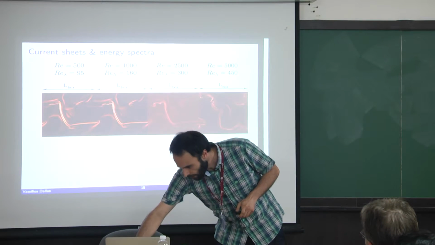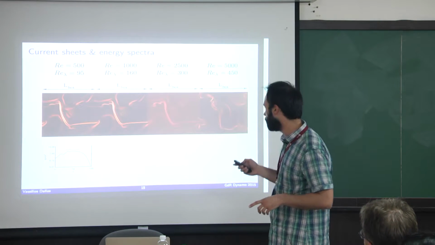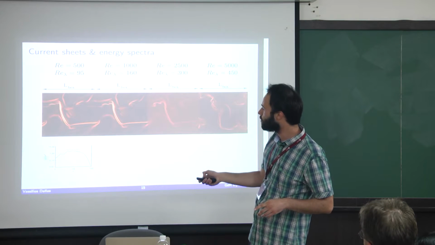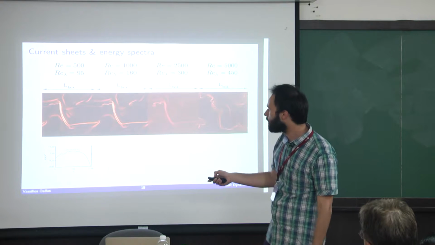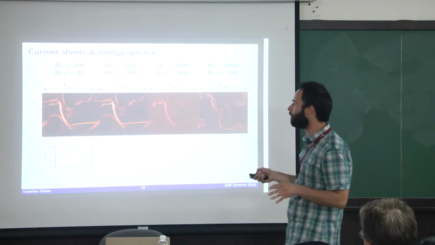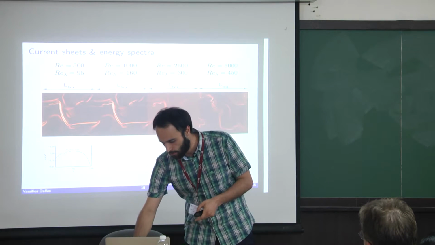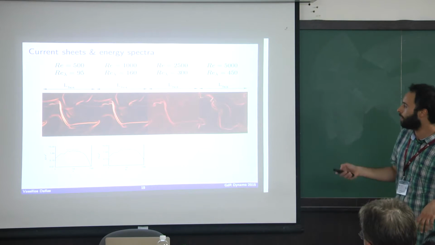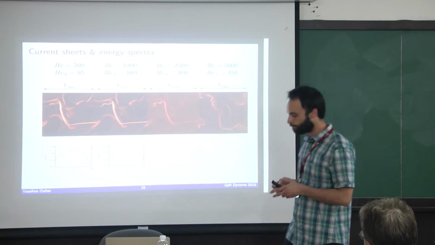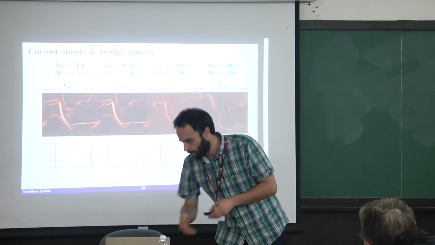So let's see what the spectra are. Here I'm just showing the energy spectrum compensated by k squared as a function of k. And you can see that it seems to be like k squared. Of course, the range is short. But as we increase the Reynolds number, the range becomes greater. So the k minus 2 is there.